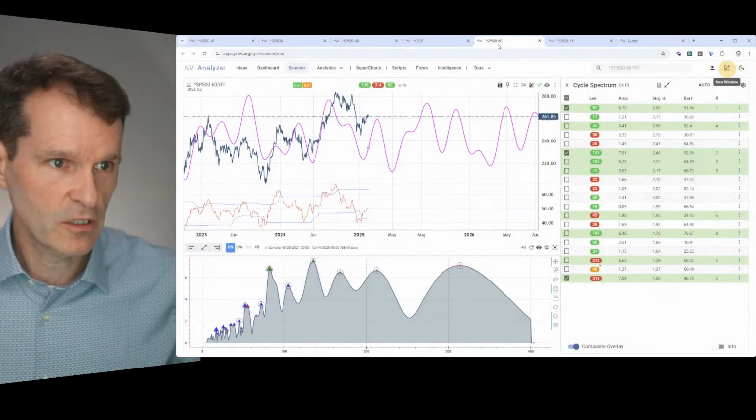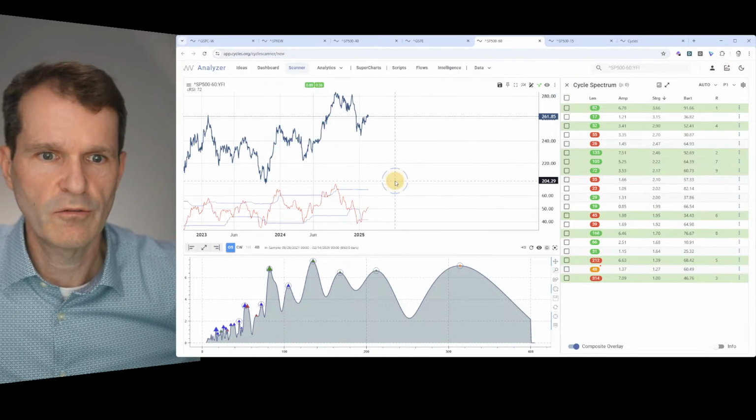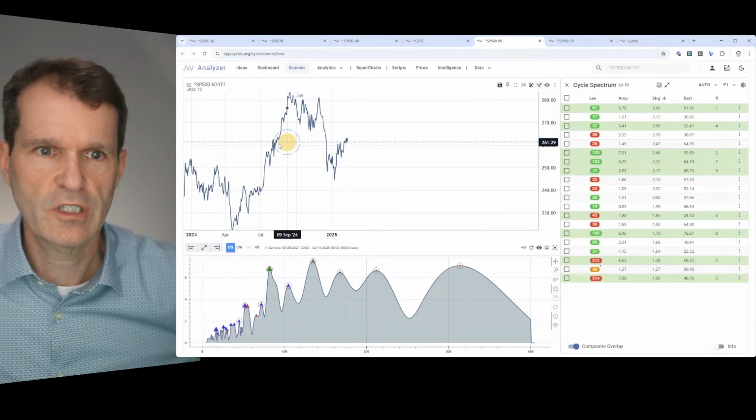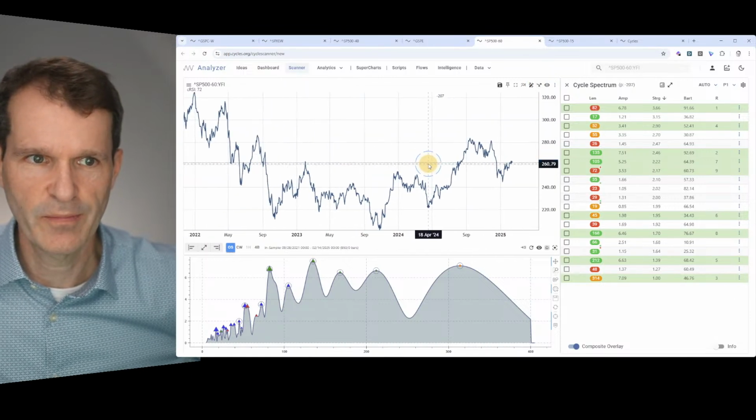Let's now move to the S&P 500 real estate. Okay, S&P 500 real estate. Here we are. Let's remove everything first. This is the S&P 500 real estate data.